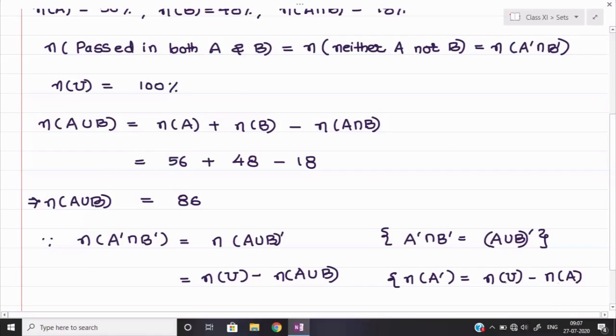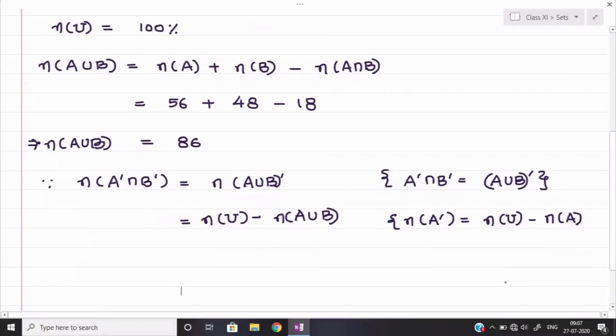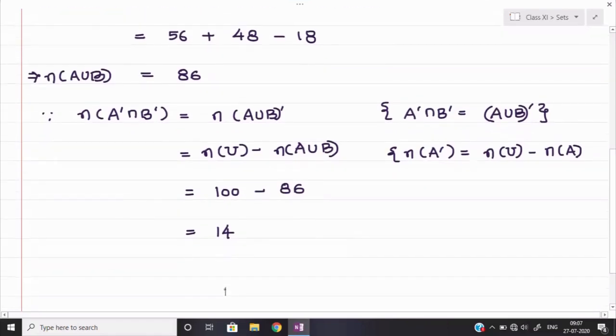Now that is why, earlier I found the value of A union B. Now we shall put the value here. So n of U, as I told you, is 100% minus n of A union B, which is 86. So we can say that the answer is 14. Actually we got the answer there only, since we know 100% are there. But we need to show it more systematically and more scientifically. That's why I took this formula to calculate the things.